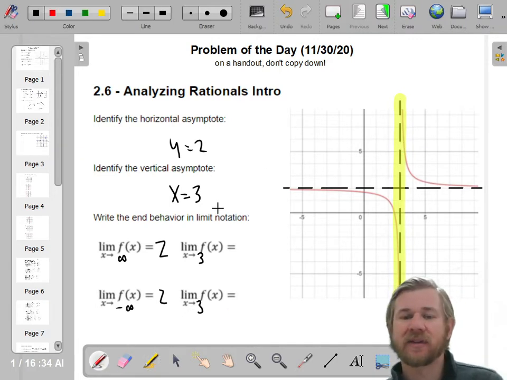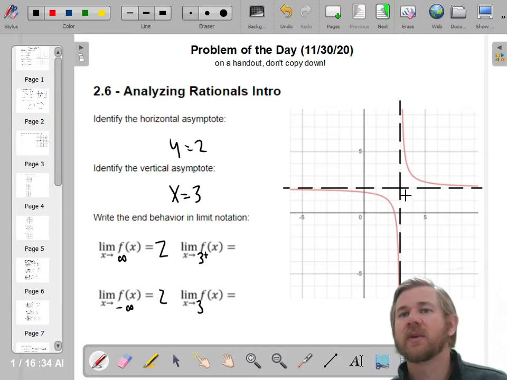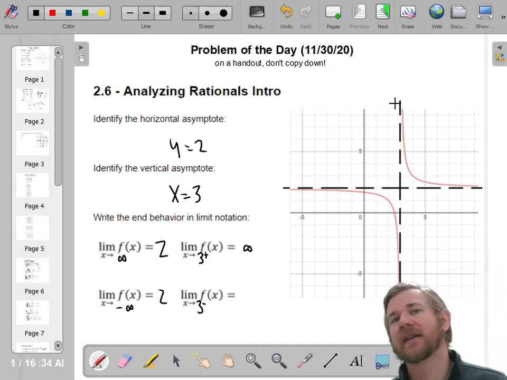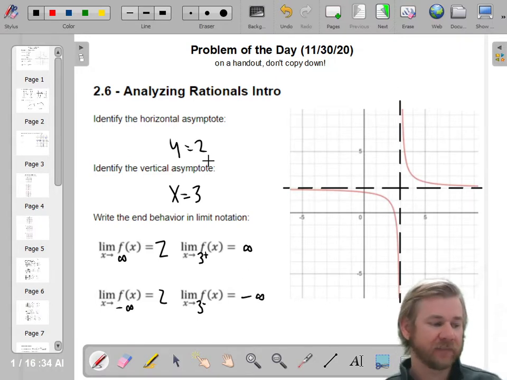The way we say that, the notation we use, is 3 with a little plus sign, kind of like an exponent plus sign. That means 3 from the right. So as you approach this line, x equals 3, and we're saying from the right side, the positive, it's going up. So this one would be positive infinity. Y is going up as you approach 3, and the plus sign means from the right side. Now, similarly, we have this other side, 3 from the left. As it gets closer and closer to x equals 3 from the left side, it's going down, so this one is negative infinity.